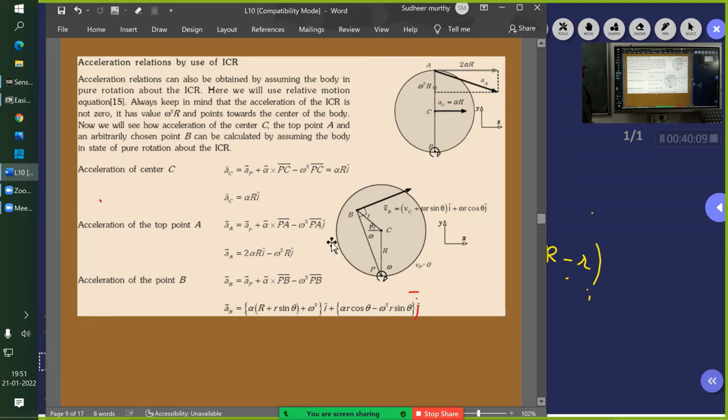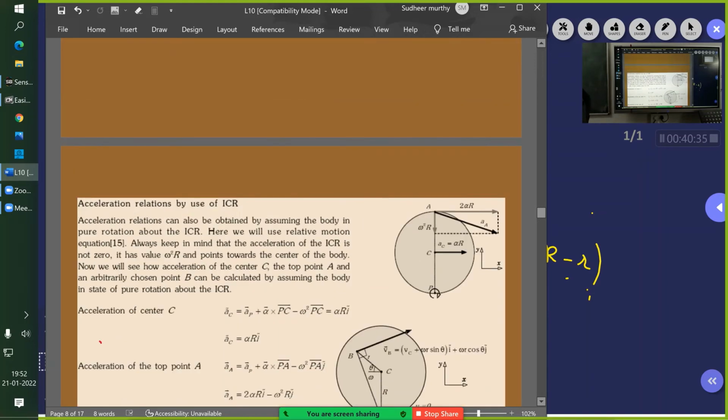Supposing I take it to A point, this R becomes capital R. Now similarly, if you take it to this point, what about the j component? So cos theta is 0, and this R is now capital R. So this becomes simply minus omega square R j cap.